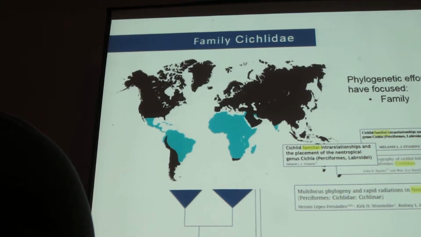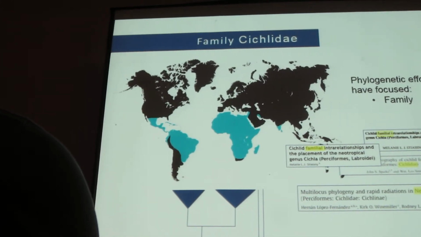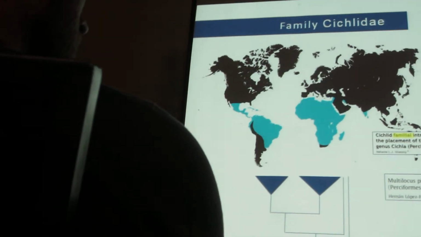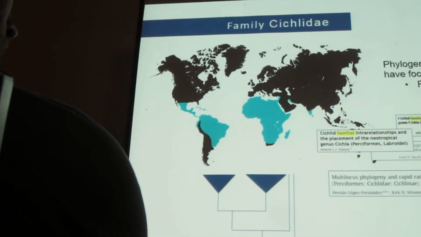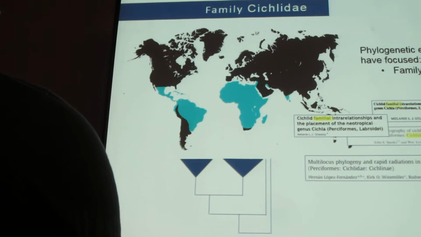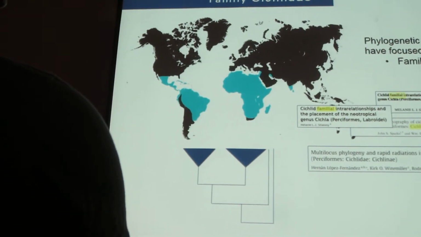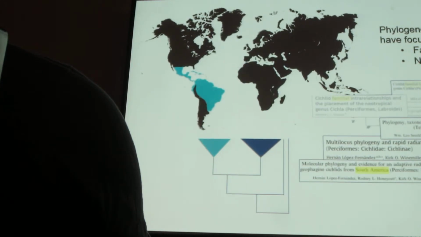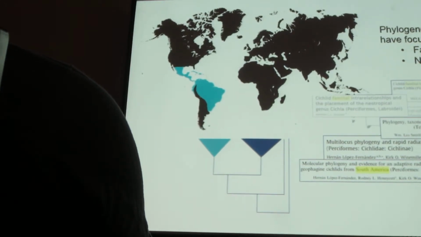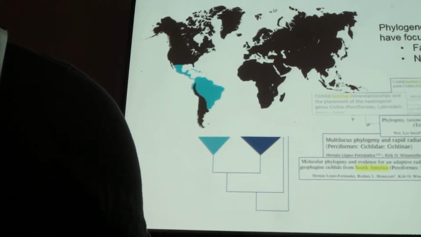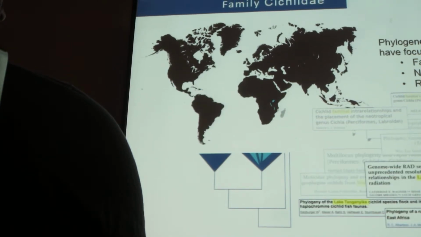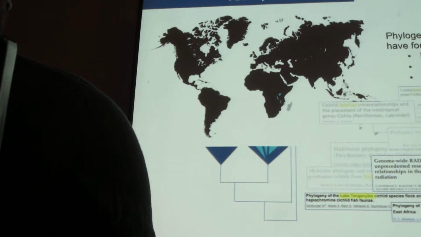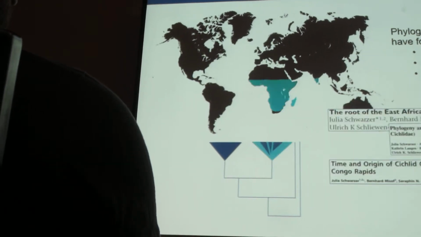A lot of efforts have been very justifiably put into resolving family-level relationships. And what this has shown us so far is that the neotropical and African cichlids are reciprocally monophyletic and that they diversified following the divergence of the Madagascar and Asian clades. At the subfamily level, a lot of efforts have been put into resolving the neotropical cichlid relationships. And in Africa, a significant amount of effort has been put into resolving the rift lake cichlid relationships.